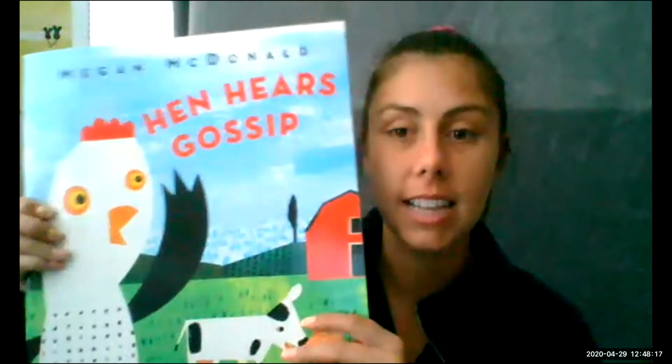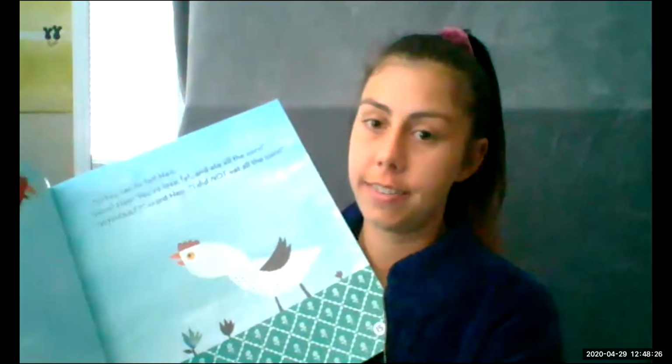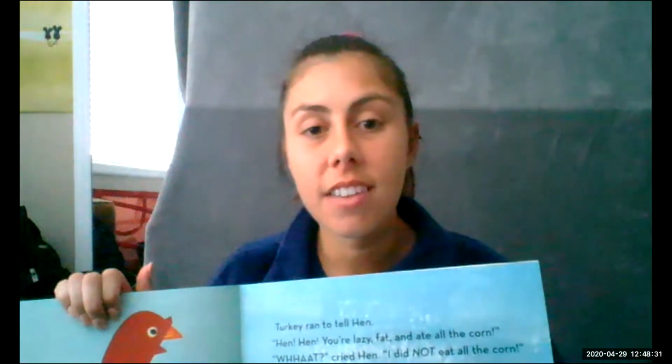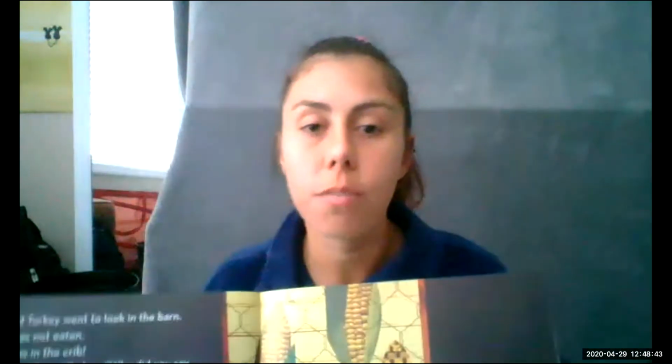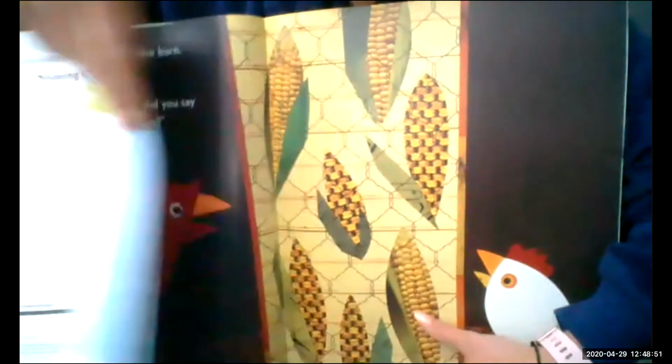Now we're going to talk about the characters. Tell me one character that was in this story. There are lots of different characters, but tell me at least one. After you think of a character, I want you to draw a picture of it and then sound out its name. As you draw a picture, I'll go through the story and show you pictures to kind of jog your memory. Go ahead and start drawing.